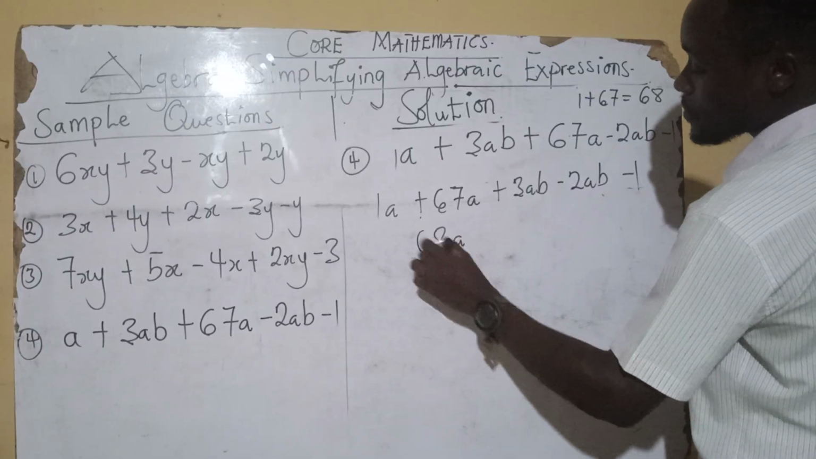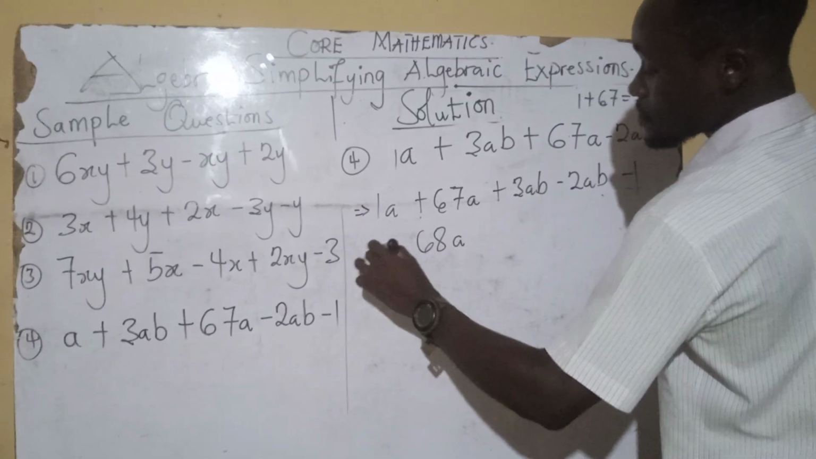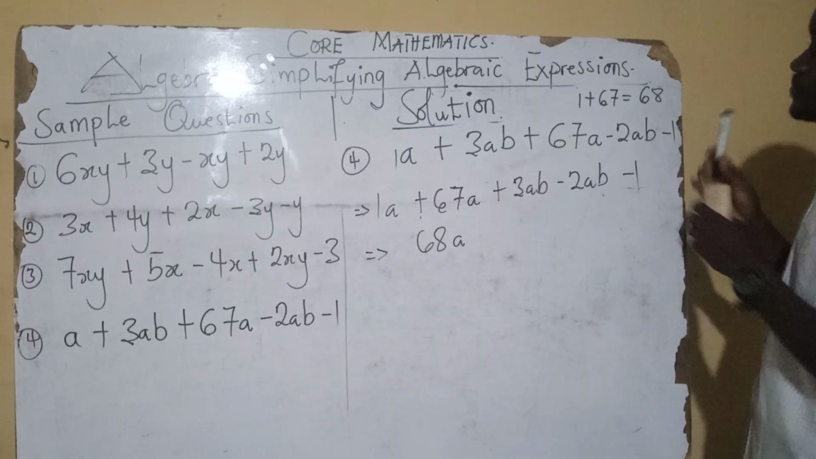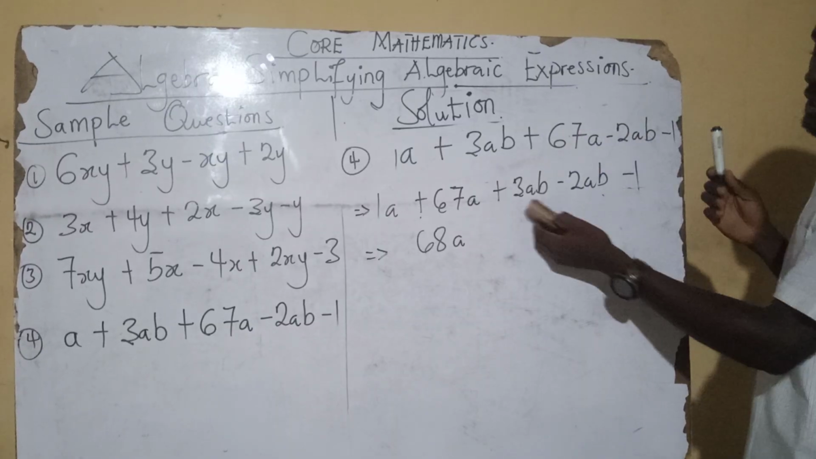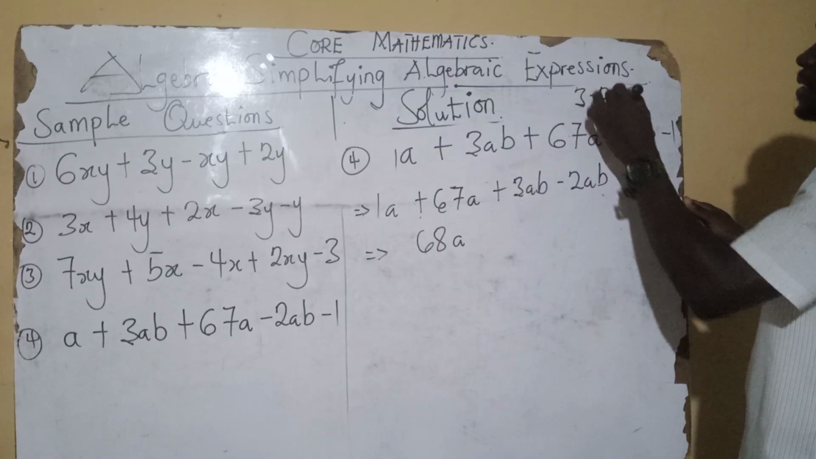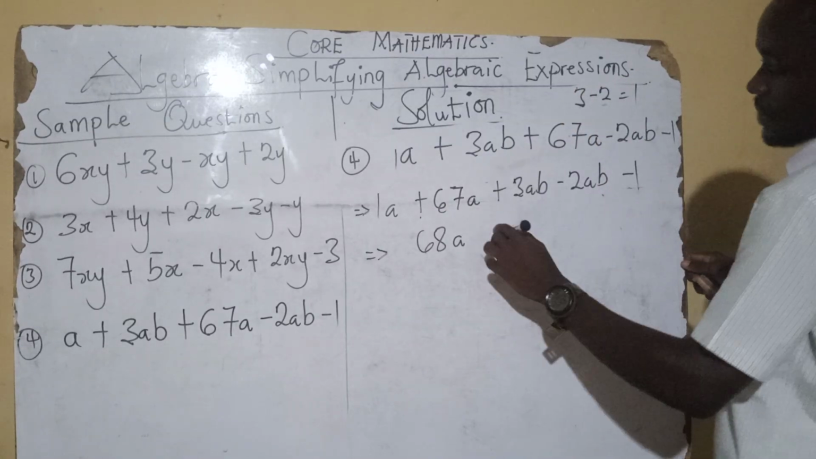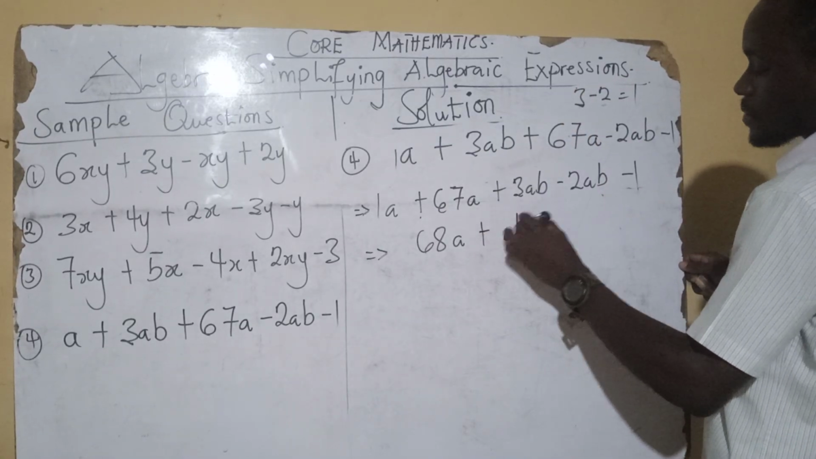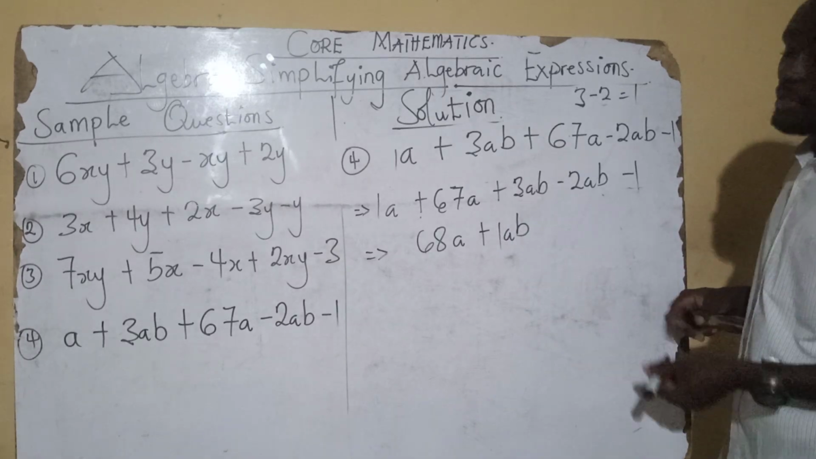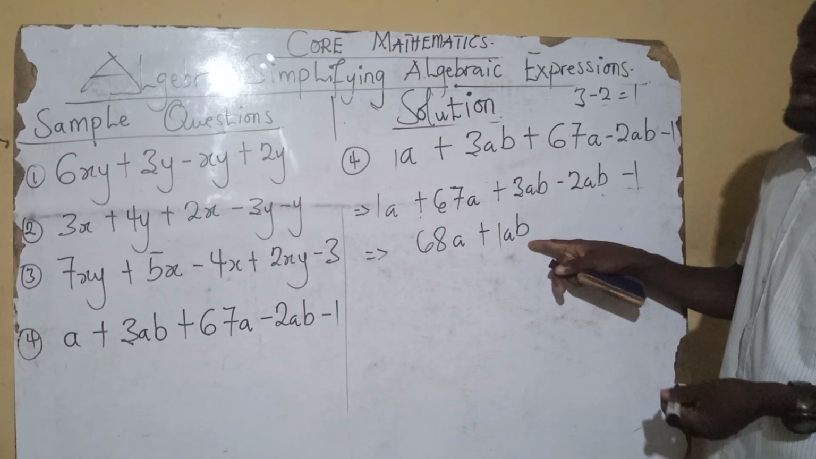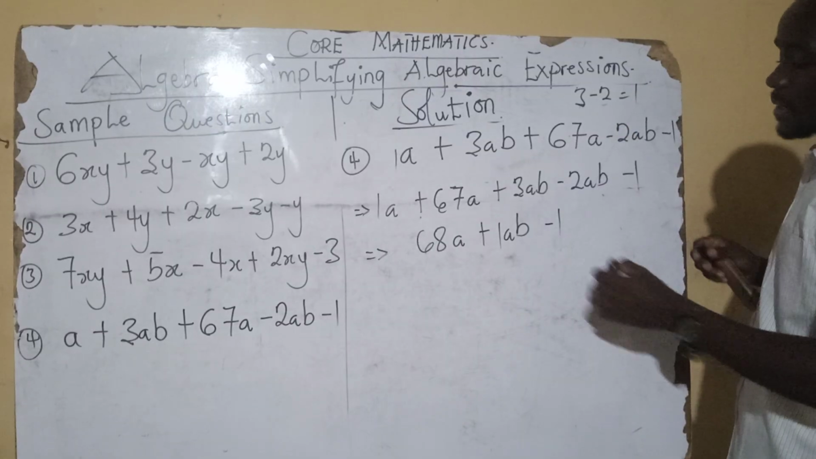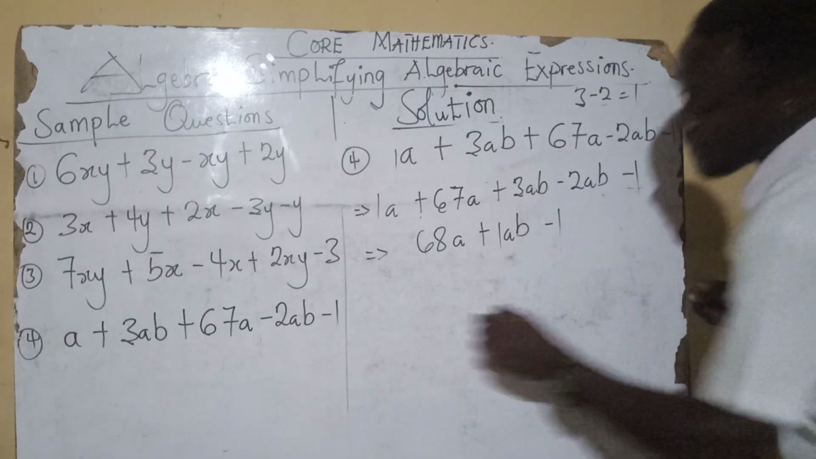Let me write it well. Then I'll come here to 3ab minus 2ab. So 3 minus 2, I'm going to get what? 1. So here becomes plus ab, or plus 1ab. It is also correct. Either write 1ab or ab, still the same thing. Now we come here minus what? 1.